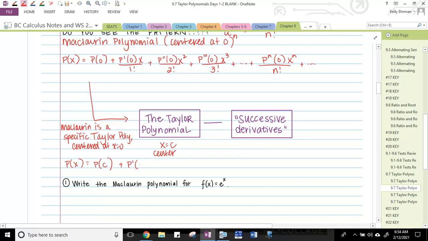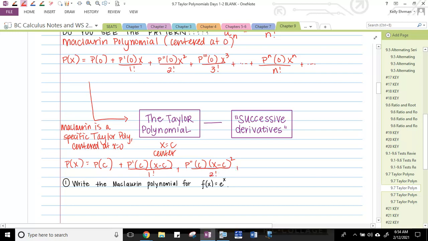Plus the first derivative evaluated at c. Now here's the other thing. The Maclaurin was just x squared, x cubed. This will be x minus c to the first power, technically over 1 factorial. Plus the second derivative evaluated at c times x minus c squared over 2 factorial.